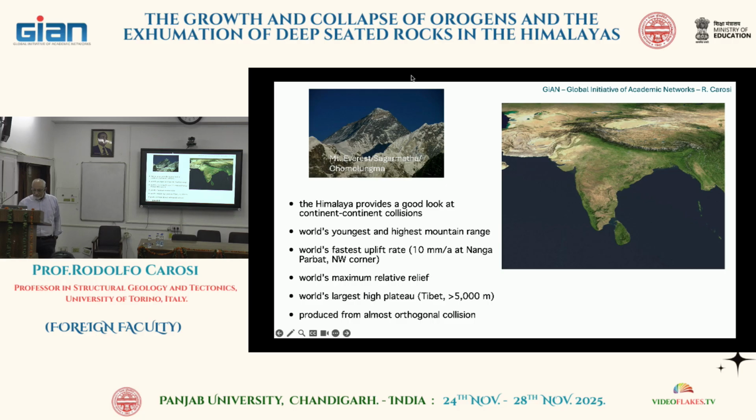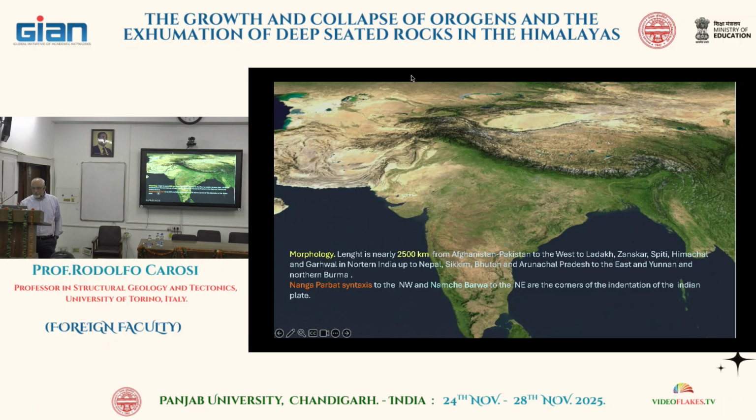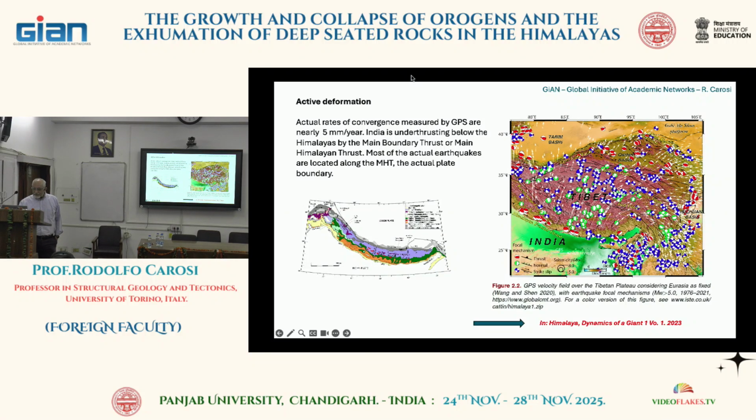5,000 kilometers, and it is produced from an almost orthogonal collision between India and Asia. As for morphology, you know very well, the length is 2,500 kilometers, and we have the two corners of the indentation, which are the Nanga Parbat in the northwest and the Namche Barwa in the northeast. And actually, the convergence rate by GPS is nearly 5 millimeters per year.